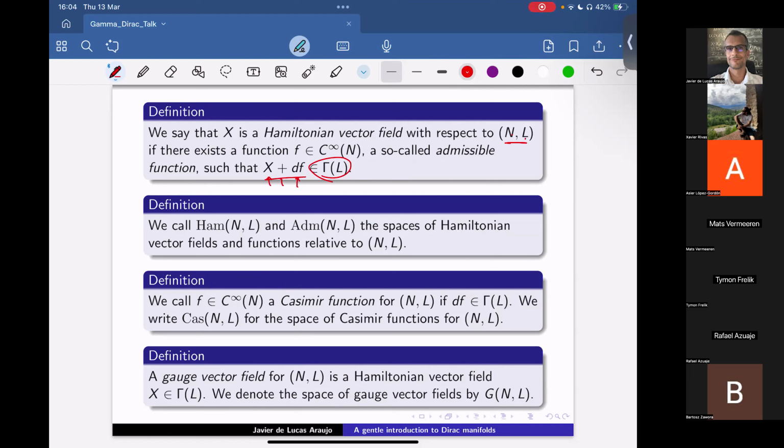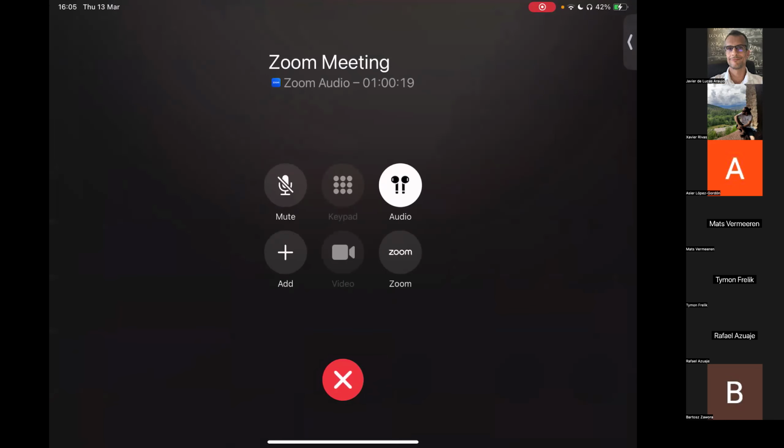What happens, for example, in Poisson geometry or symplectic geometry, is that when you have a Hamiltonian vector field, you have the differential of the function and the vector field put together. F is called admissible because, as I said, in this case not every function can be related to a Hamiltonian vector field. That's why it's called admissible. The space of Hamiltonian vector fields is defined by Ham, and the space of admissible functions is defined this way. Okay, Casimir functions of this structure, sorry.